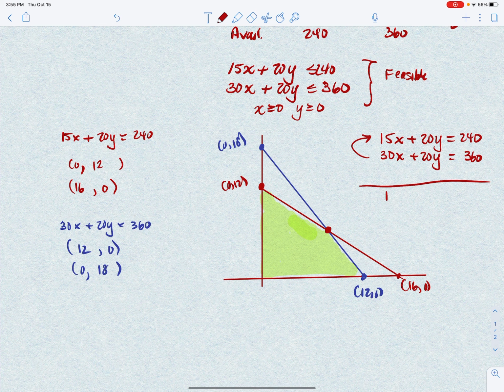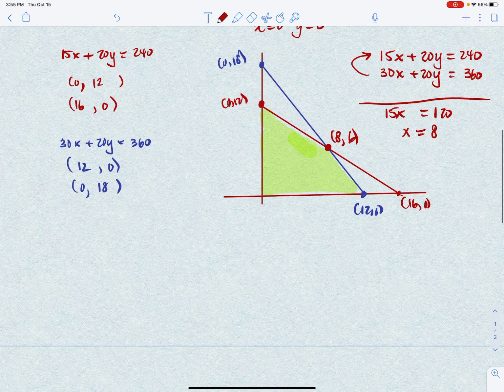So 30 minus 15 is 15x. 20s go away. 360 minus 240 is 120. So it looks like x is equal to 8. And if I plug x equals 8 into either one of the equations, it looks like I'm going to get y equals 6. So that's another point of intersection.